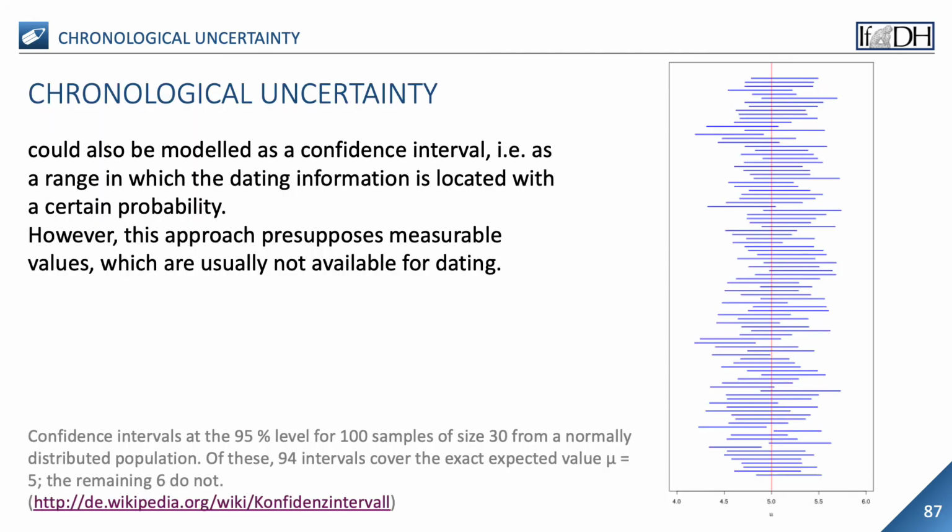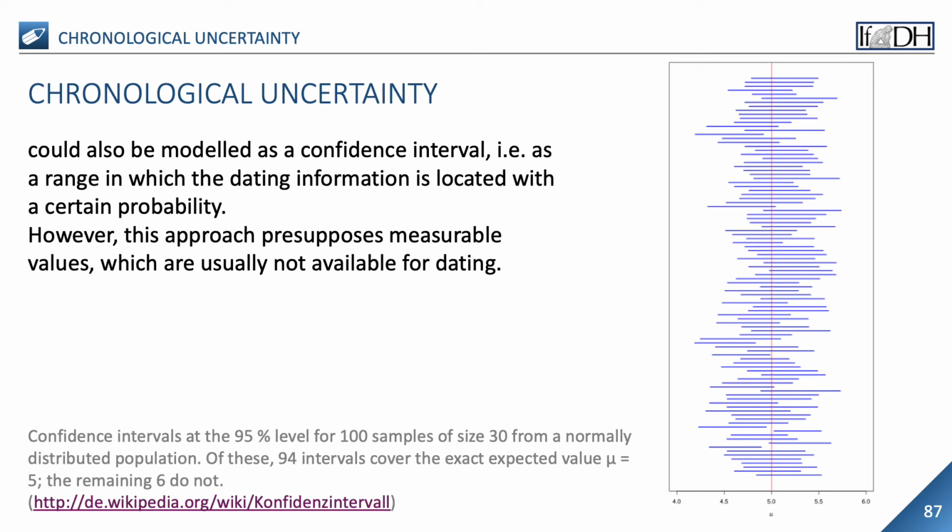The uncertainty could also be modeled as a confidence interval. A confidence interval is a range that, with infinite repetition of a random experiment, encompasses the true position of the parameter with a certain probability. Usually 95% is chosen as a probability. To take the example from Wikipedia, on the right you see 100 samples from a normally distributed population plotted. Of these, 94 intervals cover the exact expected value μ equals 5. The remaining 6 do not.